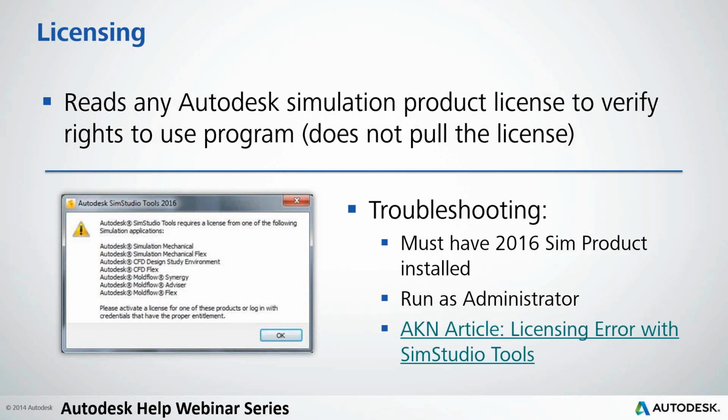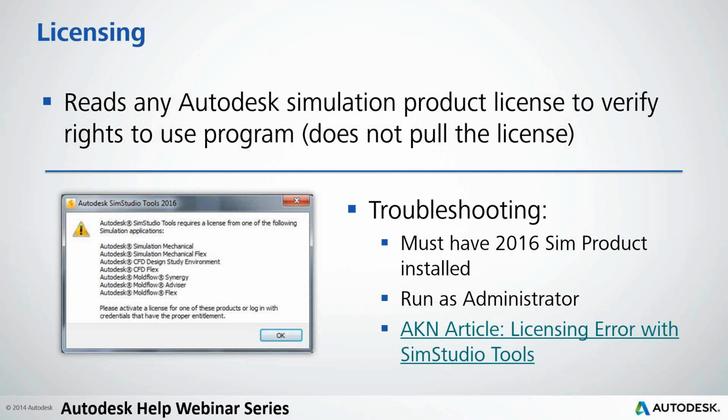All right, the big thing here, licensing. Now, when it comes to Autodesk products, I know many customers are a little iffy on licensing, how it works and things like that. What's great about SimStudio Tools is there's no extra license you need to set up. Once you have that simulation product installed, it'll just take a look at that license when you're looking to open SimStudio Tools and open up the product without pulling the license. So you can continue working on your simulation product without having to pull that license down, and at the same time work with SimStudio Tools.